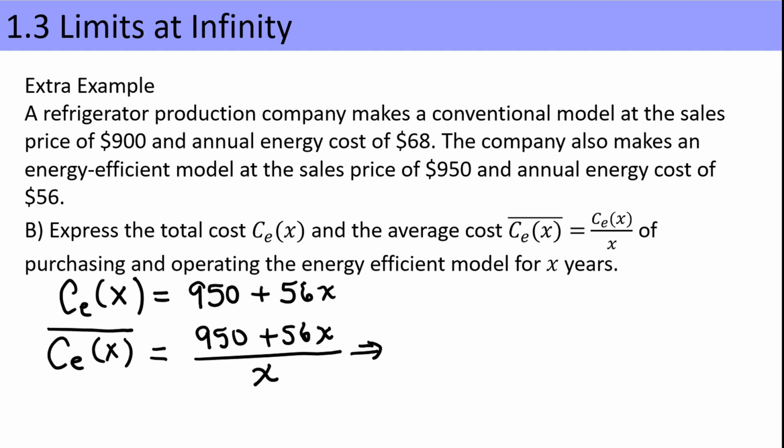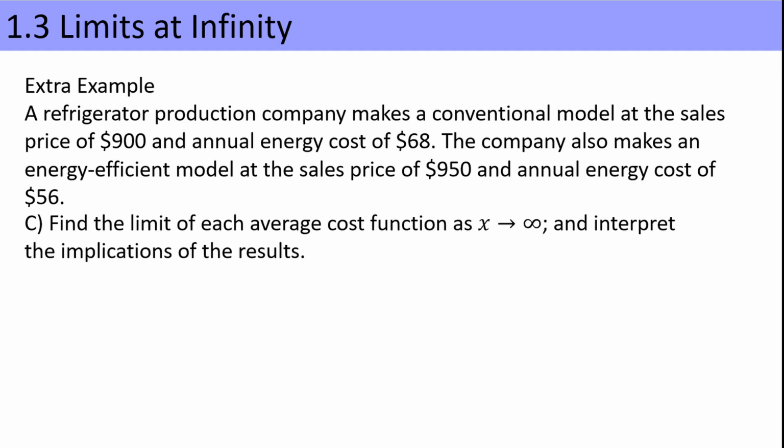Let's do the algebra, and we will get C sub e bar of x. That's the average cost, because we put a bar over it, of maintaining an energy efficient model over x years, be 950 divided by x plus 56. Part C. Find the limit of each average cost function as x approaches infinity and interpret the implications of the results. So let's first take the limit of the conventional.